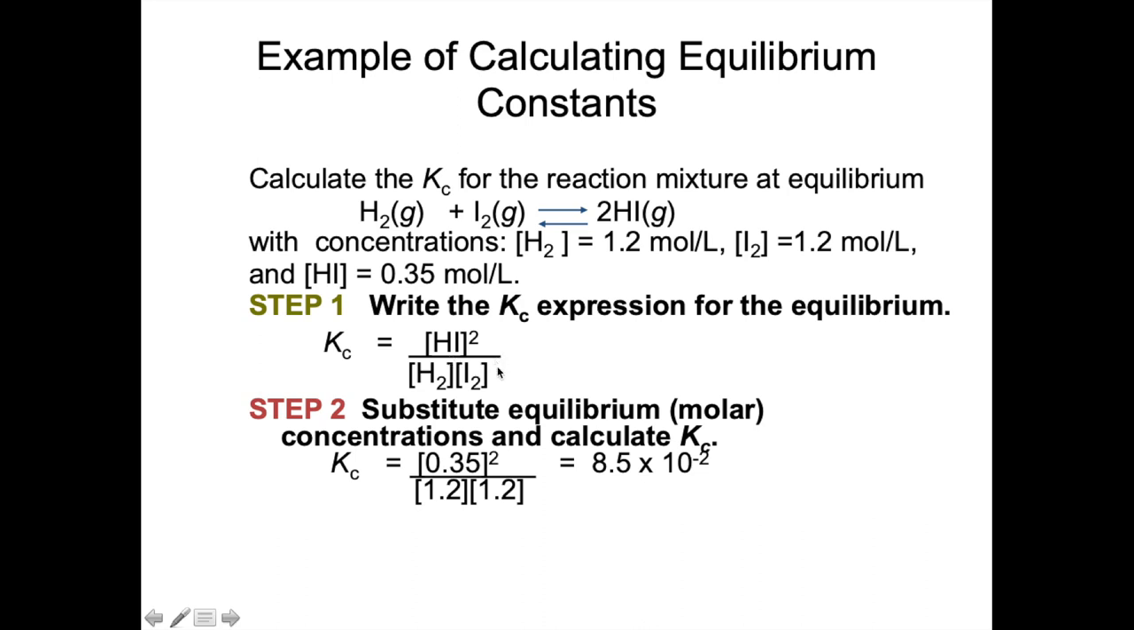Now, all we've got to do is plug in the numbers from the question. The question tells us the concentration of hydrogen iodide is 0.35. So we plug that number in here.